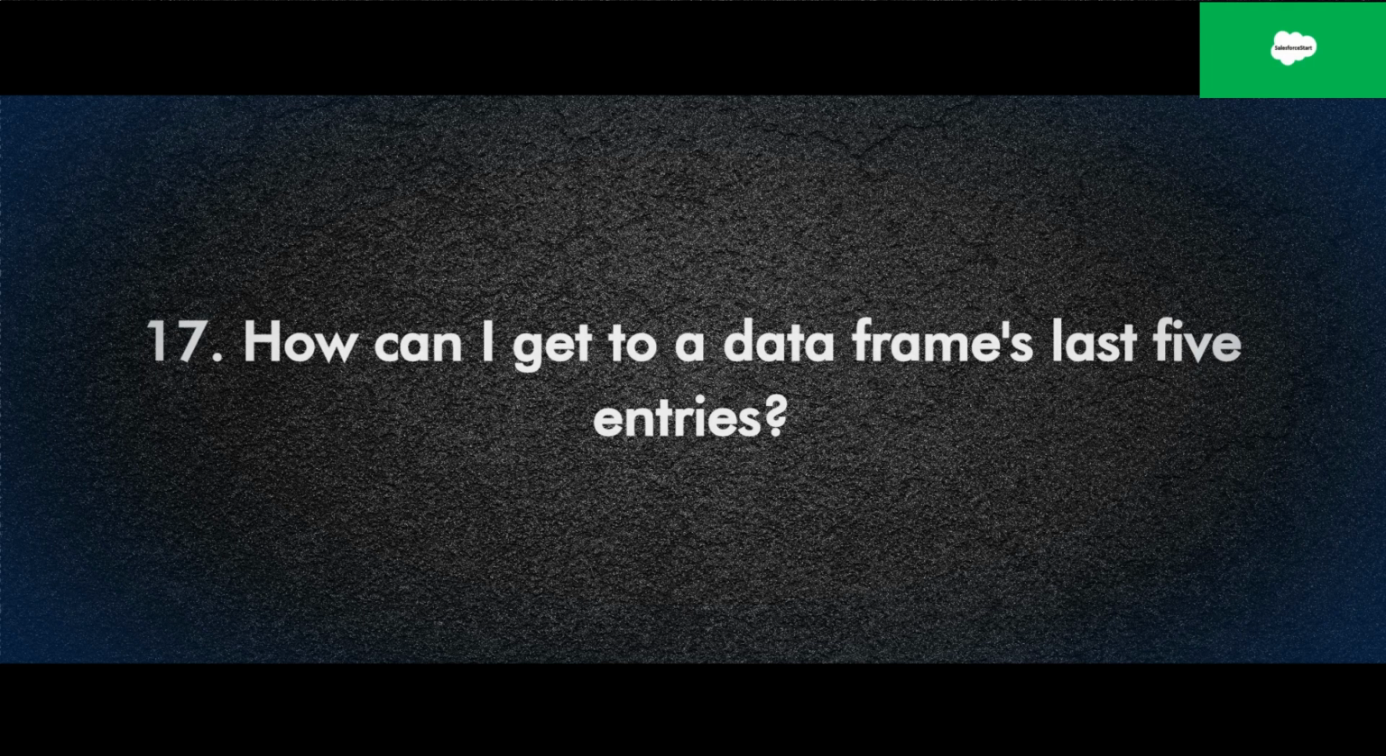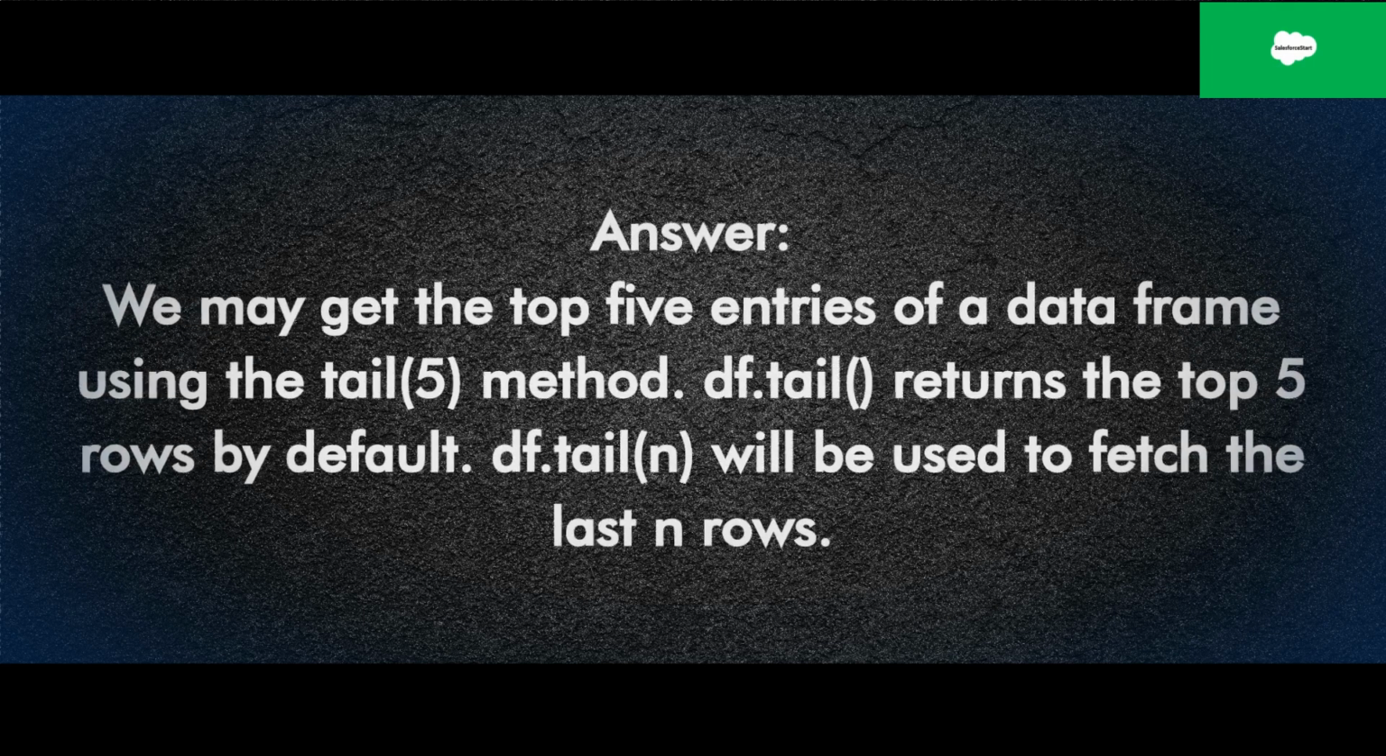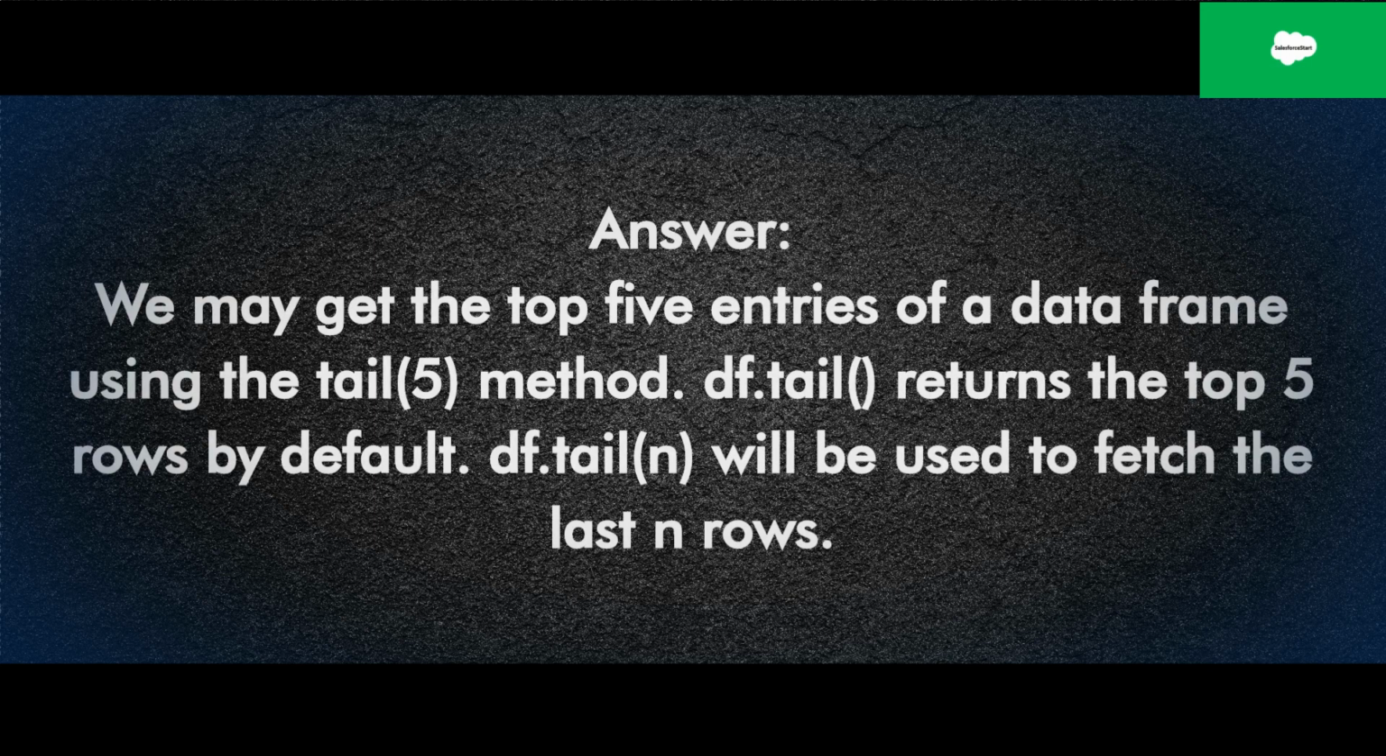17. How can I get a data frame's last 5 entries? Answer. We may get the last 5 entries of a data frame using the tail(5) method. df.tail() returns the last 5 rows by default. df.tail(n) will be used to fetch the last n rows.